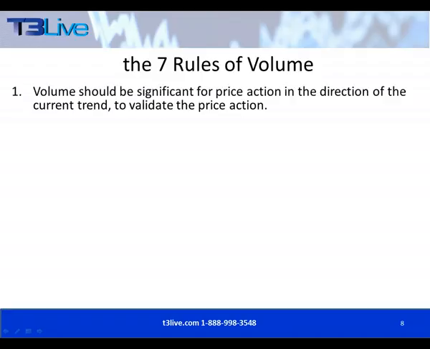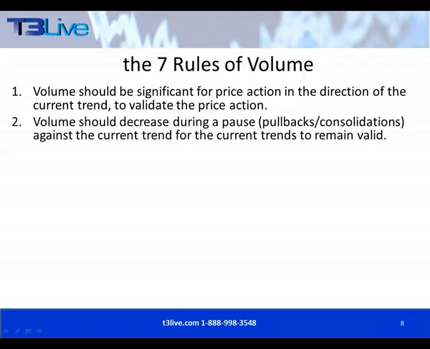All right, so to put these into rules or structure, as we've done with everything so far, volume should be significant for price action in the direction of the trend to validate that price action, which is what we went over in that VeriSign chart. Volume should decrease during a pause, and again, I keep wording pause so you're not looking for the absolute perfect flag or that kind of thing. Volume should decrease during a pause against the current trend for the current trend to remain valid. So in other words, it's a markup or a markdown until you see accumulation or distribution. That's the thing you want to write down there.